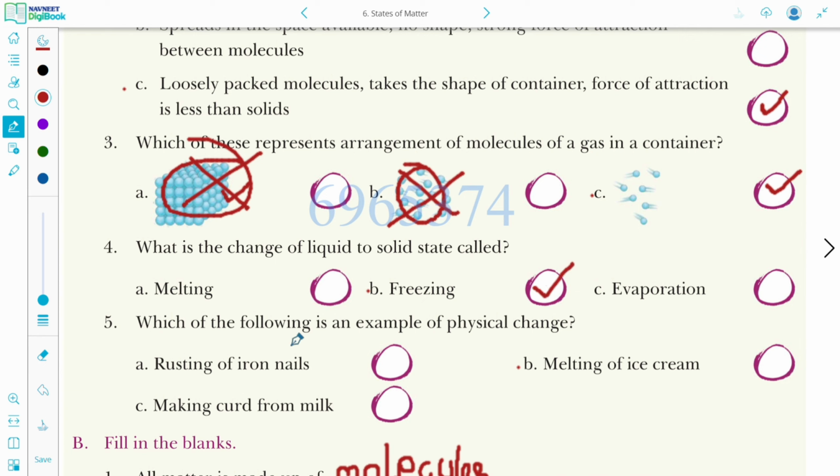Which of the following is an example of a physical change? A, rusting of an iron nail. B, melting of an ice cream. C, making of curd from milk. Rusting of iron is a chemical change. Making of curd from milk is also a chemical change. Physical change is melting of ice cream.